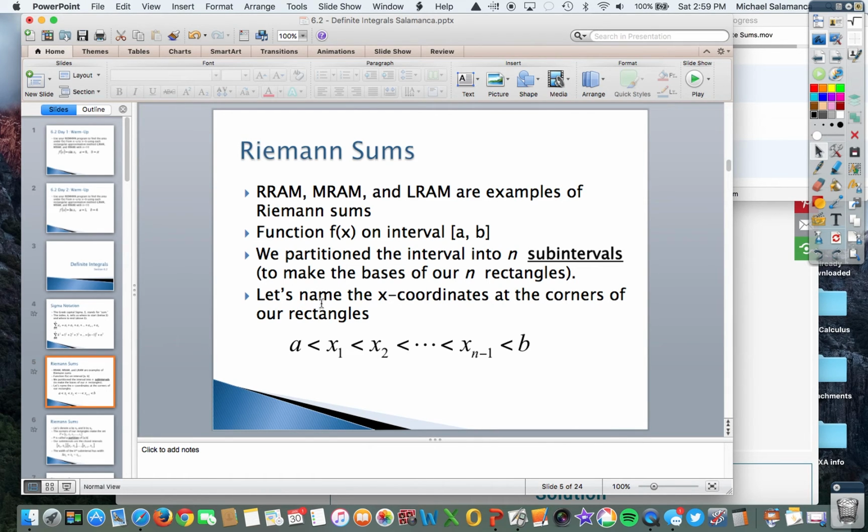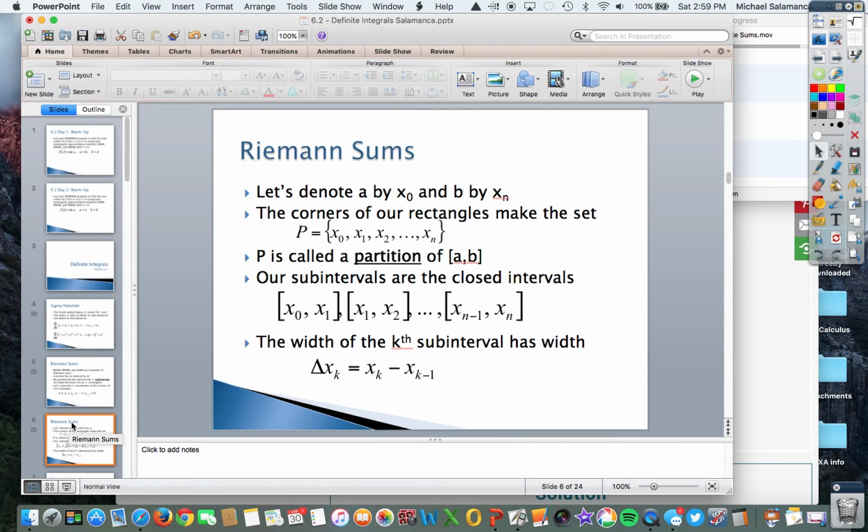Now let's name the x-coordinates of the corners of our rectangles. Here's how we're going to use it. We're going to denote a by x naught and b by x sub n. The corners of our rectangles make the set P equals x sub 0, x sub 1, etc. Now the P is called the partition of [a, b].